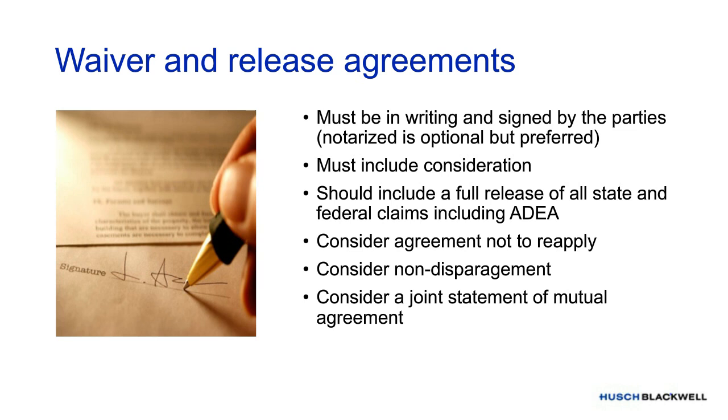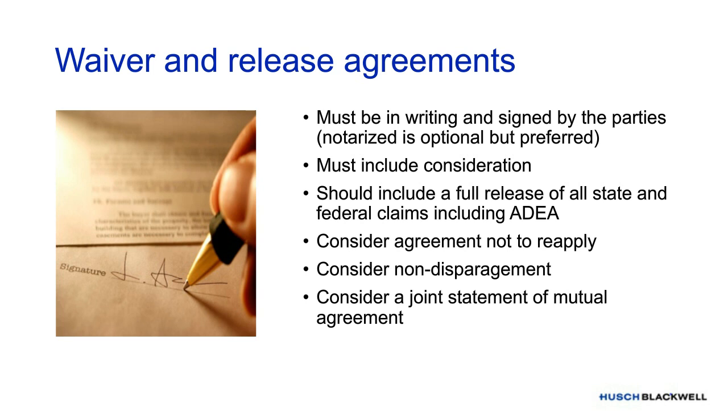Consideration is key, and consideration is the legal term for giving something in exchange for the release, and it has to be something that the employee is not otherwise entitled to. So if the employee has a contract that requires you to give them 30 days of notice of a separation, and you separate them without giving notice, you would have to give more than that 30 days. The release should include a full release of all federal, state, and local claims, including a specific reference to the Age Discrimination in Employment Act for individuals over the age of 40.